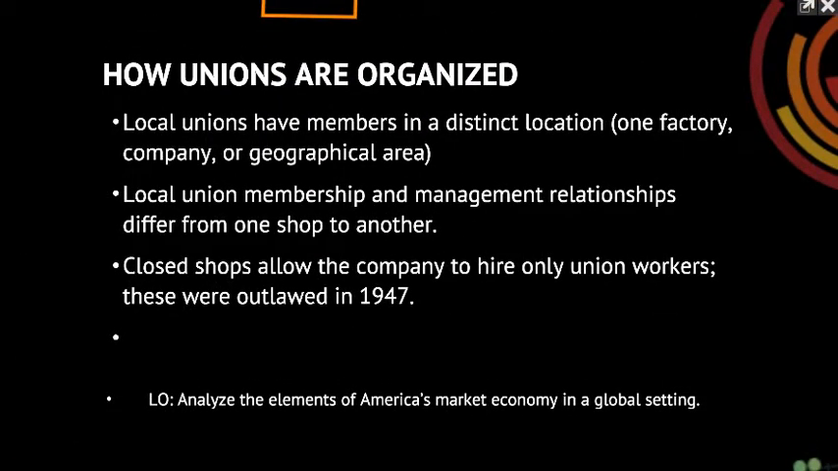How unions are organized. Local unions have members in a distinct location, such as one factory, company, or geographical area. Local union membership and management relationships differ from one shop to another. Closed shops allow the company to hire only union workers. These were outlawed in 1947.